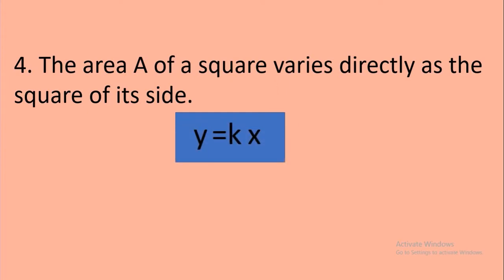Then, number 4, the area A of a square varies directly as the square of its sides. Okay, so syempre ang laki ng area ay nakadepende sa kanyang sides. Okay, so si y ay papalitan natin ng A for area and si x ay papalitan natin ng s squared since ang tinutukoy dito ay squared of its sides.